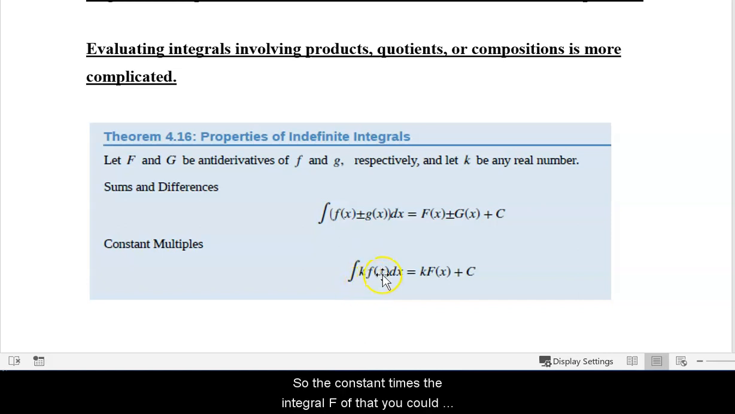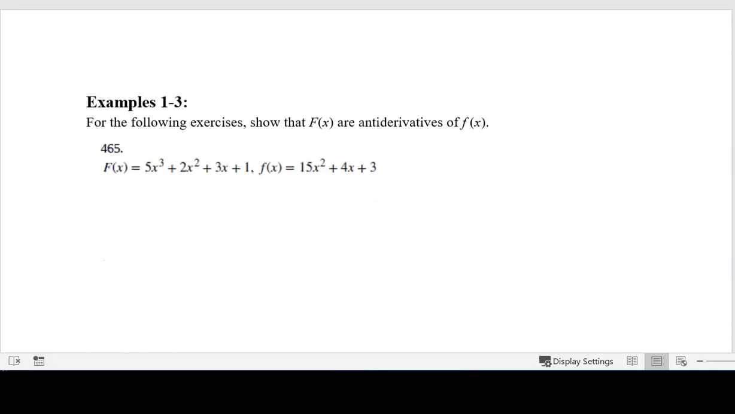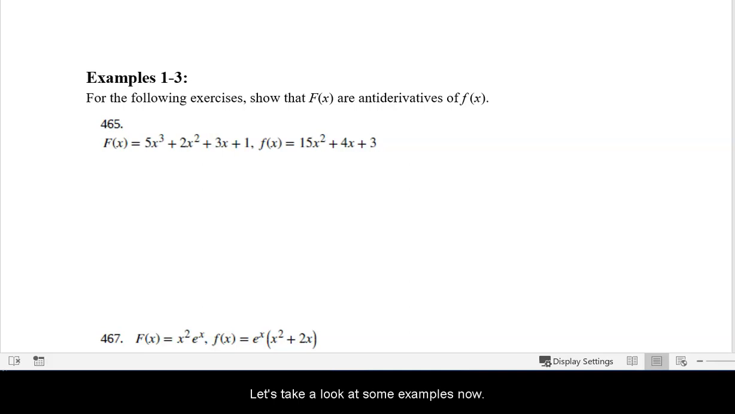So for a constant times the integral of f of x, you could pull the k to the outside of the integral and not change it. Likewise, you could split this integrand up into the integral of f of x dx plus or minus the integral of g of x dx. Each time you write the integral symbol, you must be sure to include a dx for that specific symbol. Let's take a look at some examples now.